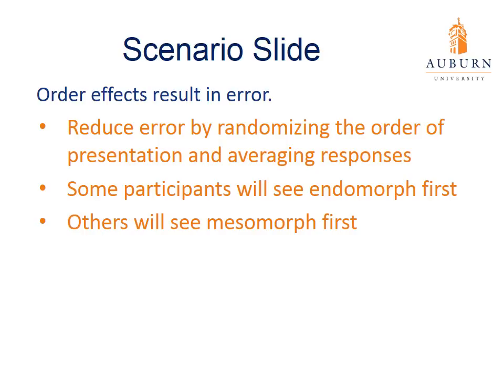So each participant may have a different presentation order than other participants in the study, and that helps us to reduce the order effect. Now realize that the order effect, or the error or the bias, is still in the individual values, but because we're looking at a group or a sample of individuals, we're able to average out that error over many observations or over many participants.